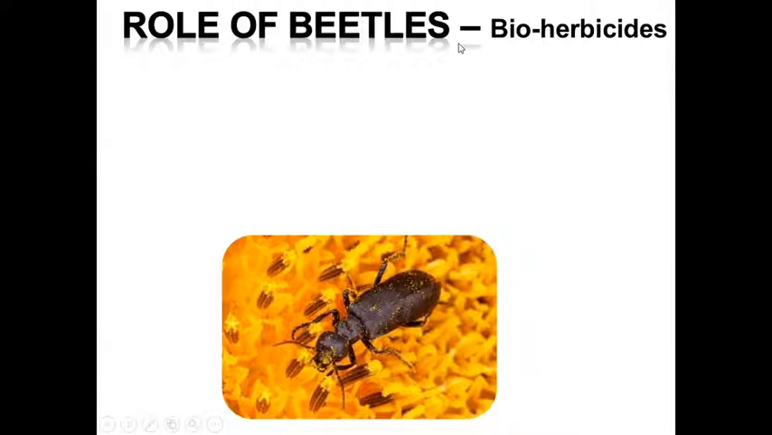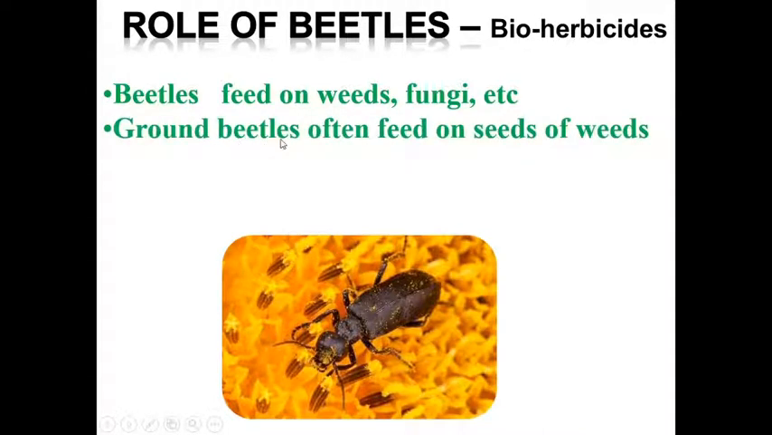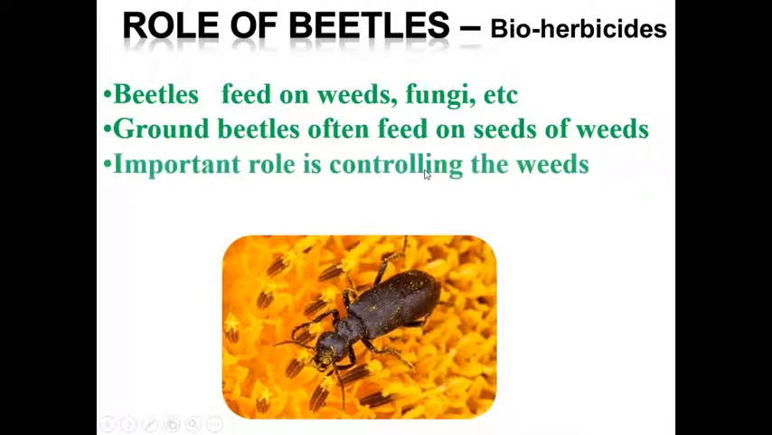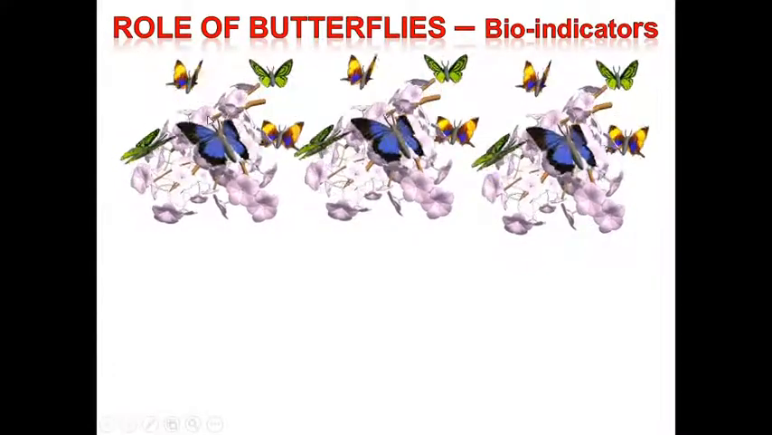These beetles play an important role as bioherbicides. They feed on weeds, fungi, unwanted plants, unwanted herbs. So they act as bioherbicides. These ground beetles often feed even on the seeds of unwanted plants, seeds of weeds. So they play an important role in controlling the weeds and also they help in pollination.